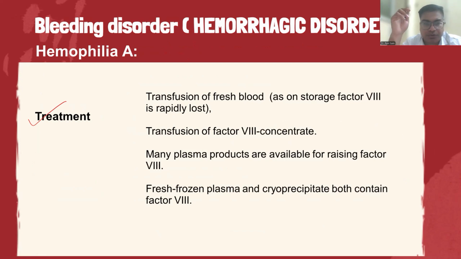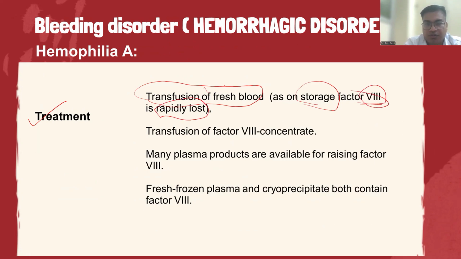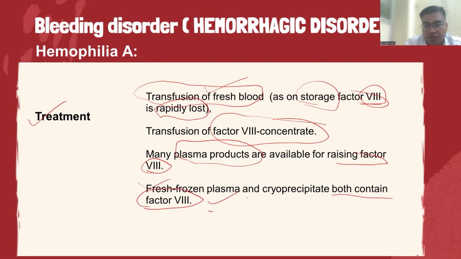Now come to the treatment portion. That could be transfusion of fresh blood, as in stored blood the factor 8 is rapidly lost. So fresh blood transfusion is important. Transfusion of factor 8 concentrate. Some other plasma products are also available which raise factor 8 concentration. Fresh frozen plasma and cryoprecipitate both contain factor 8, which could also be used for treatment of hemophilia A.